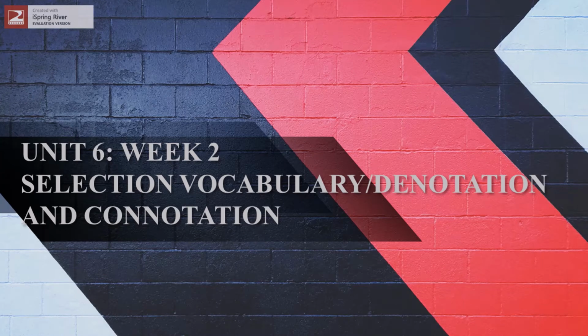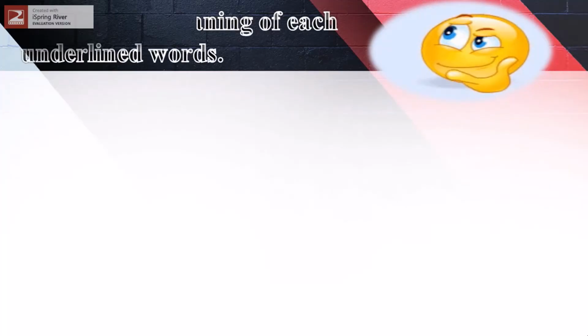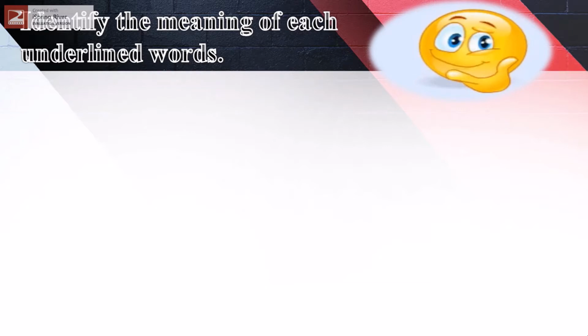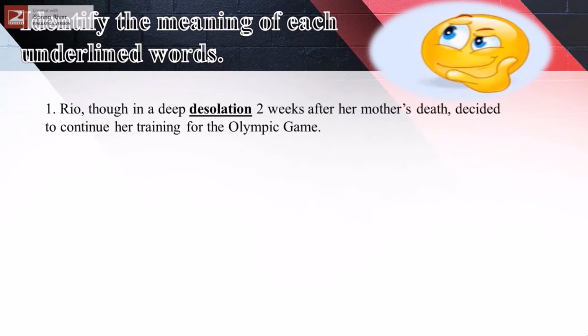It's another week to be spent together to learn new things in English, and this time we are going to have Unit 6, Week 2, Selection Vocabulary with Denotation and Connotation. Let us begin our lesson with identifying the meaning of each underlined word in the sentences to be provided later. Now, these words are to be seen in the selection that we are about to read this week. Let us have the first sentence.